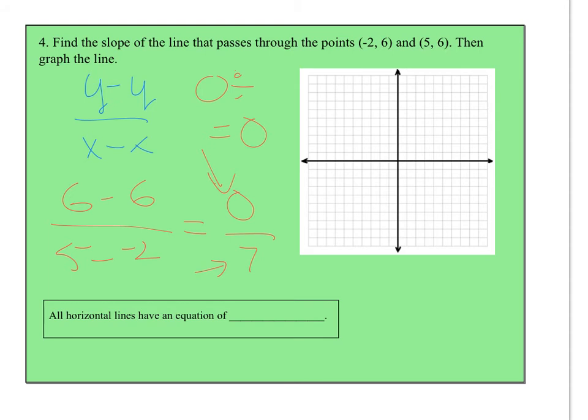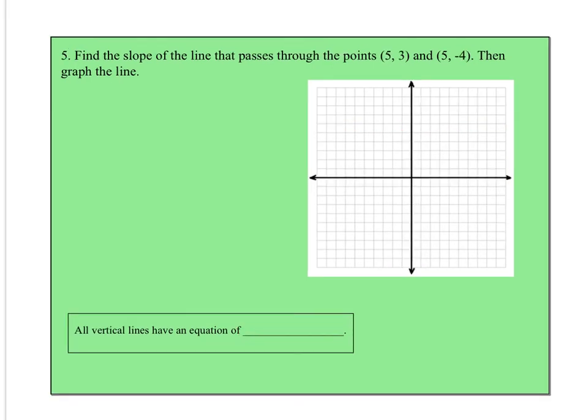So (-2, 6) is right here. (5, 6) is right here. It's a horizontal line, guys. And any horizontal line is always going to be y equals something. So in this case, y equals 6. Notice, my y value stayed at 6 the whole time. So follow the directions.